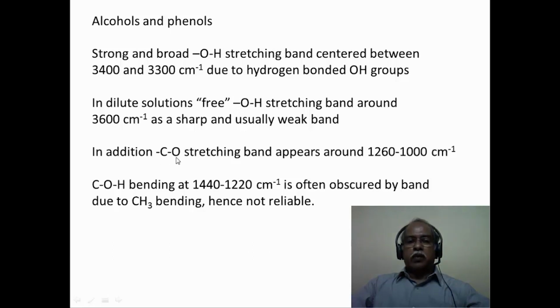In addition to the OH stretching frequency, one should also see the CO stretching frequency, which appears in 1260 to 1000 inverse centimeter. This is a characteristic region for the CO single bond stretching frequency. The OH bending also comes in the region of 1440 to 1220, but it is often obscured by the band due to the CH3 bending, hence it is not a reliable thing. So the reliable information that one can get for an alcohol or phenol kind of molecule is the stretching frequency, whether it is a hydrogen bonded OH stretching frequency or a free OH stretching frequency, depending on the dilution of the sample, and the CO stretching frequency, which appears around 1260 to 1000 inverse centimeter.